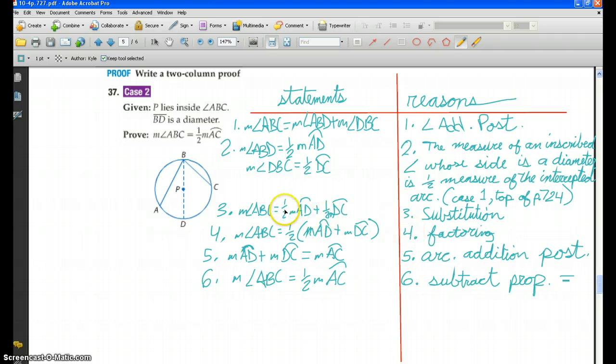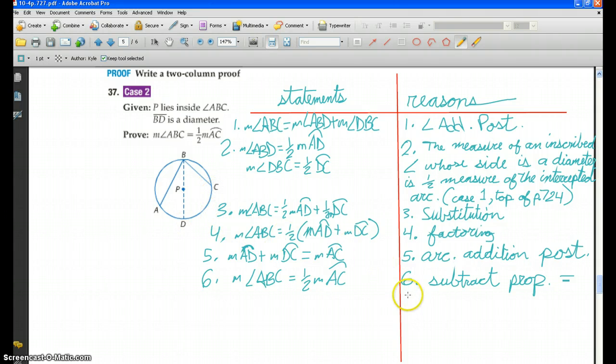From there, we can factor out 1/2 out of both of these terms. So I'm left with half times the quantity, measure of AD plus measure of DC. From there, by arc addition postulate, I know that AD plus DC is equal to AC. So if I add this arc measure and this arc measure, then I better get this arc measure right here.